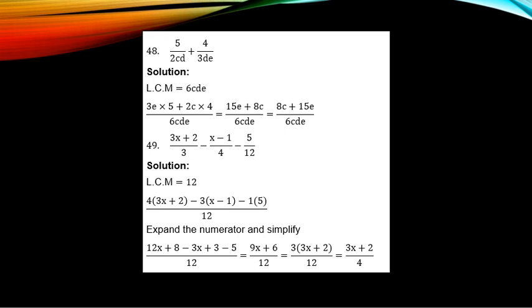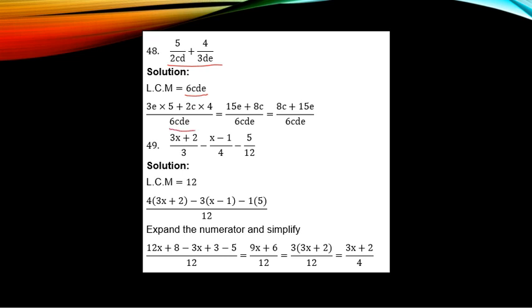Example 48, you have 5 over 2cd plus 4 over 3de. If you check 2 and 3 first, the LCM is 6. If you check cd, de, d is common, so d will appear once. So the LCM of cd, de is cde. So the LCM of 2cd, 3de becomes 6cde.